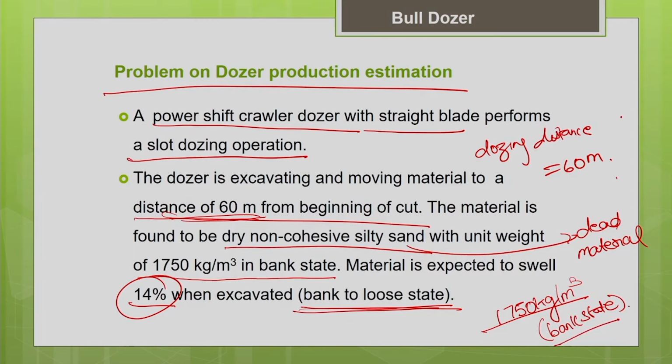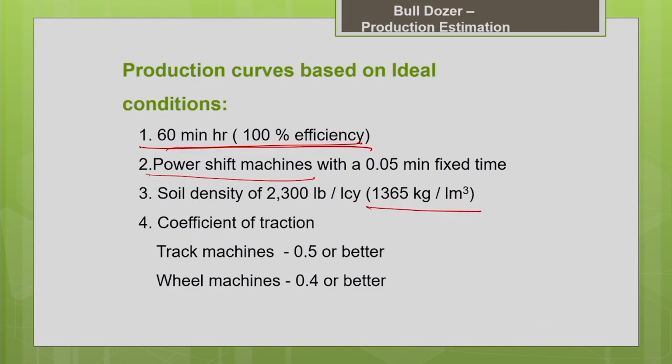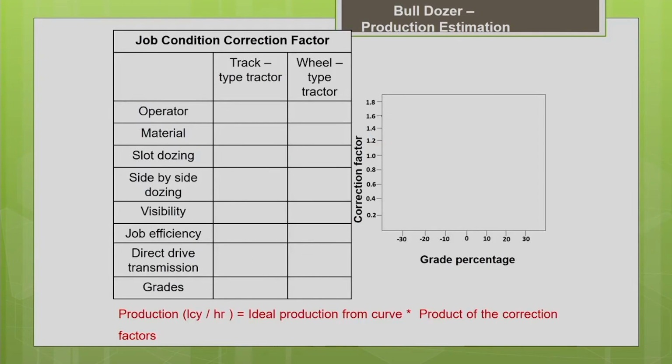But the curve, the production value you have chosen from the curve, corresponds to a soil density of 1365 kg per loose meter cube. So we need to compare both of these materials and apply the correction factor accordingly. Then other things like operator: the curve was drawn for an excellent operator skill, but in our problem the operator skill is average. So accordingly you have to choose the correction factor and apply. Your correction factor is going to be less than 1, because average skill is going to reduce your productivity.